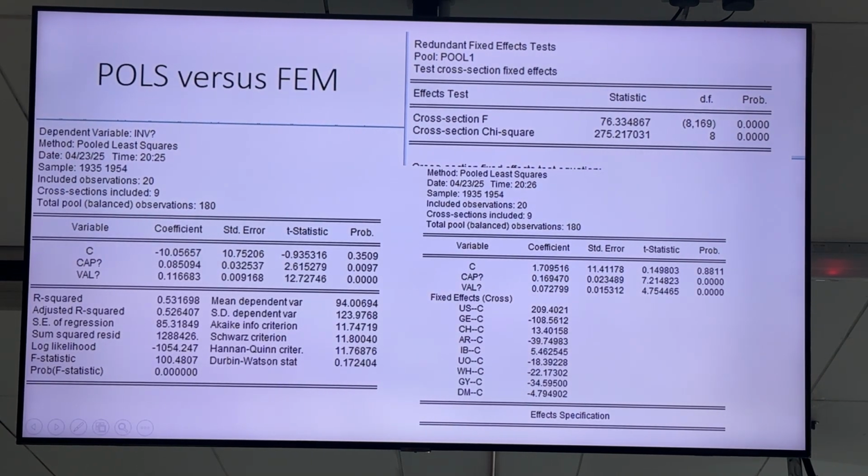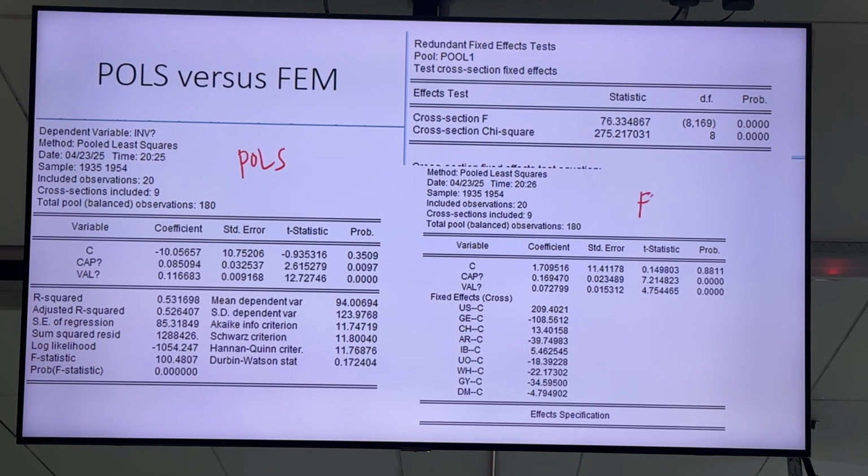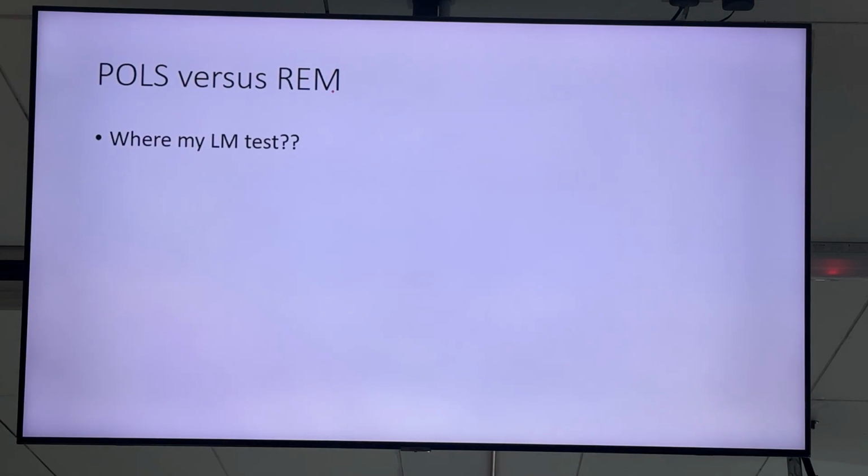Then I start to choose between the pooled OLS first. This is my pooled OLS. This is my fixed effect model. So I run these two. Then I try to see the equality of the intercept. Then it's rejected. So what does reject mean? Reject means prefer the fixed effect model. I would prefer the fixed effect model rather than the pooled OLS. Then how about comparing the random effect with the pooled OLS? Where is my Lagrange multiplier test?